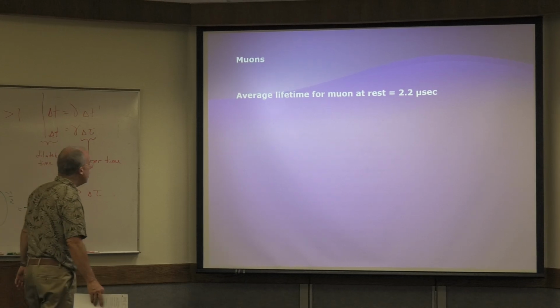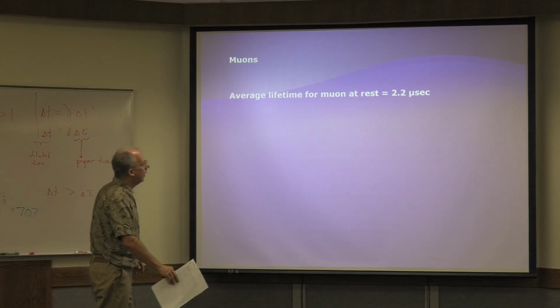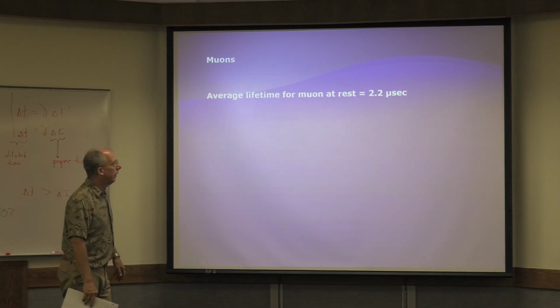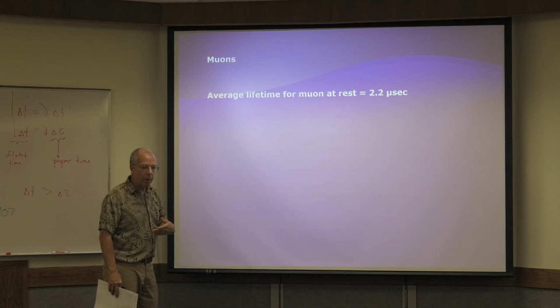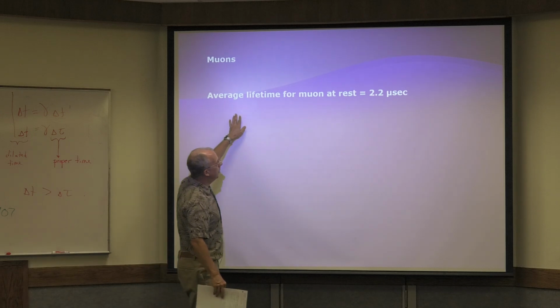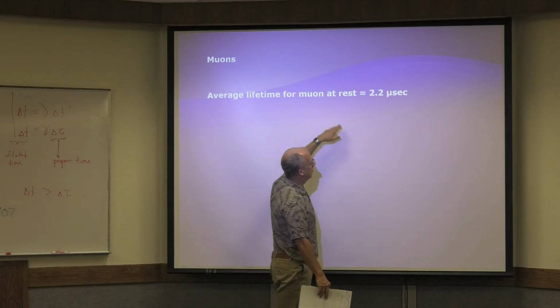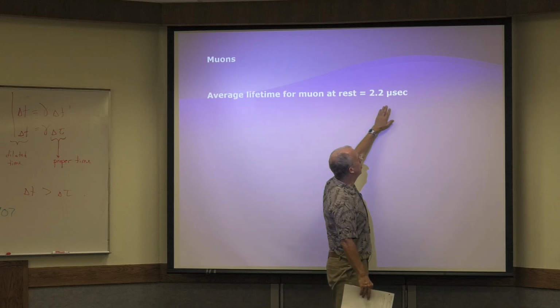Okay, so here's a muon. A muon is another subatomic particle, and it doesn't last very long. It's called an unstable particle. So if you have a whole bunch of muons at rest, the average lifetime will be 2.2 microseconds.